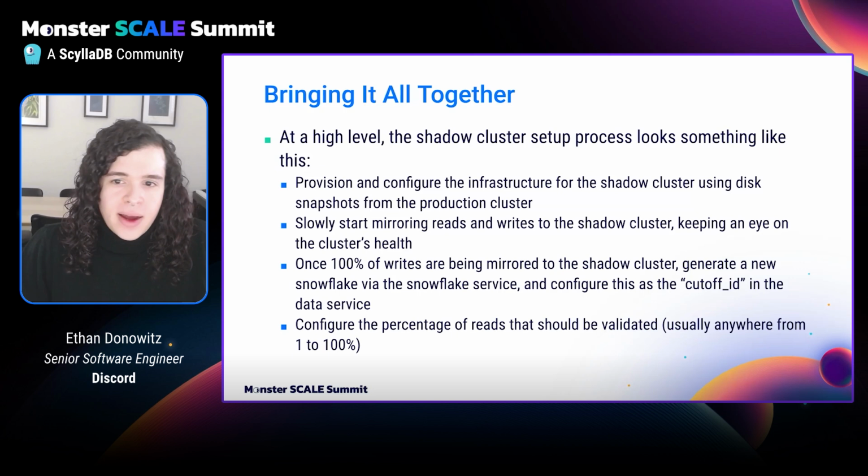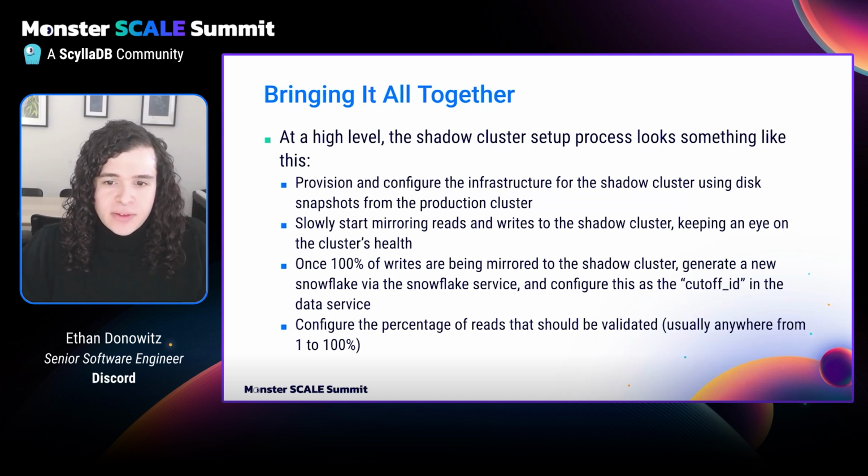So at a high level, the shadow cluster setup process looks something like this. We provision all the infrastructure. We slowly start mirroring reads and writes to the shadow cluster, ramping up to 100%, keeping an eye on both the cluster's health and the data service's health. Once 100% of writes are being mirrored to the shadow cluster, we generate that new snowflake for the cutoff ID, and we set it on the data service.